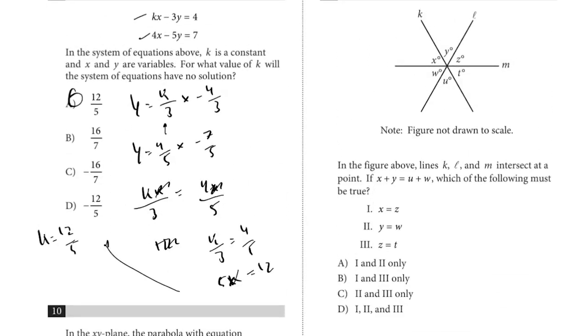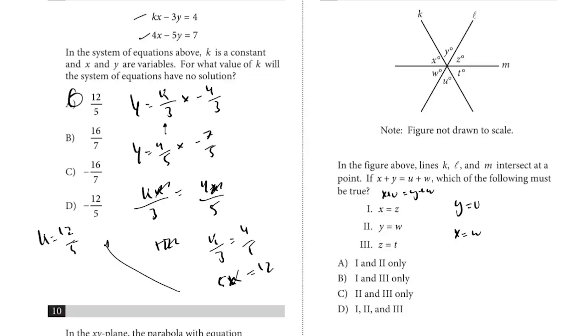In the figure above, lines K, L, and M intersect at a point. If x plus y equals u plus w, which of the following must be true? All right, so we know that the angles y and u should be equal because they are vertical angles. So if angles are opposite like this and they're vertical, they should be equal. So I'll just write this here, y equals u, right? And if we substitute y and u into this equation, we basically get x is equal to w, because if x plus u equals y plus w, that means x and w have to be equal, right? So we have that right here.